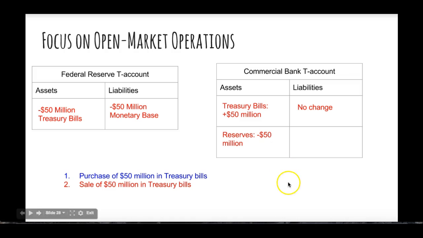On Canvas, I am going to post a quick example where you're going to have to go through some open market operations. So you can give that a try and see how that works for you. Let me know if you have any questions.